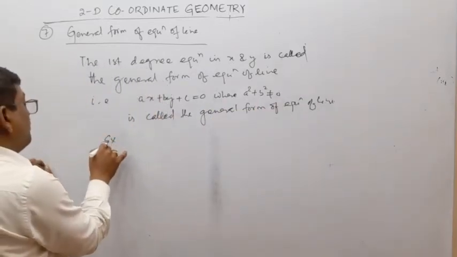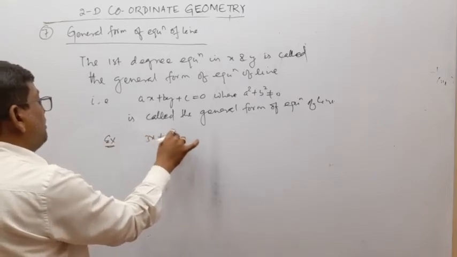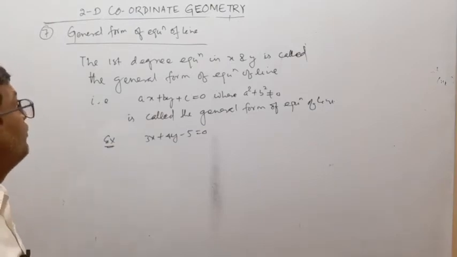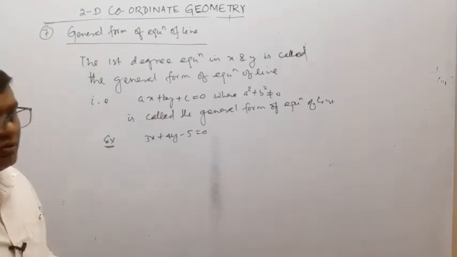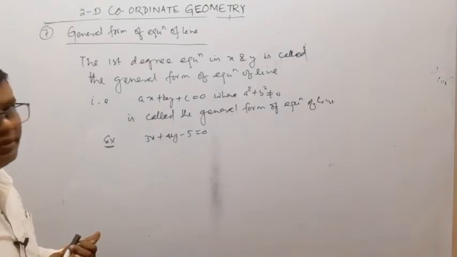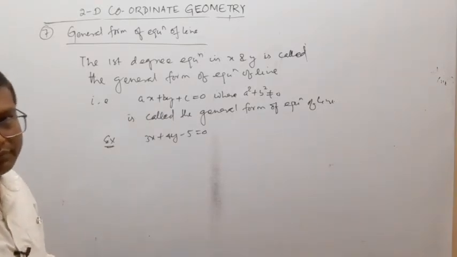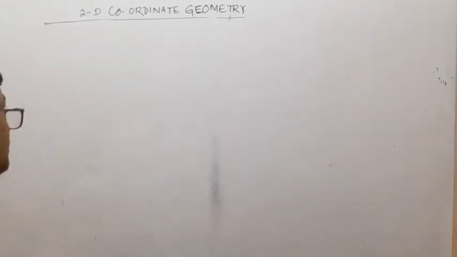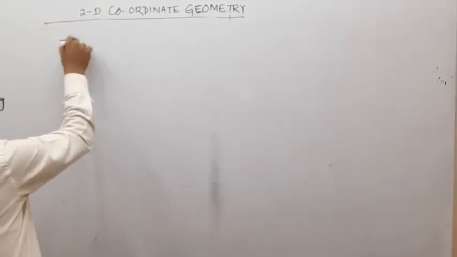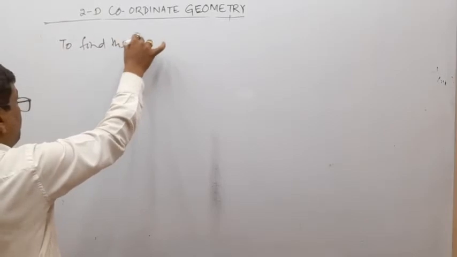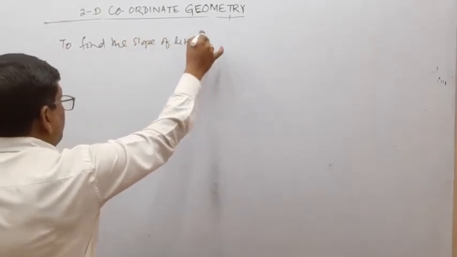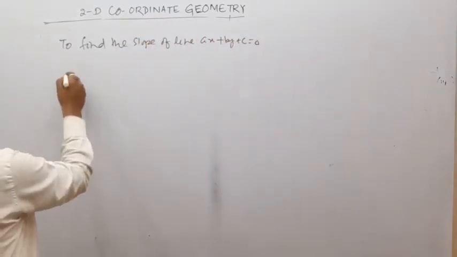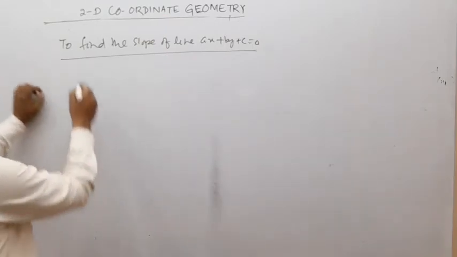Example: 3x plus 4y minus 5 equal to 0, etc. This is the general form of the equation of a line. Now, how to find the slope of a line from the general form? To find the slope of the line ax plus by plus c is equal to 0, that is the procedure.